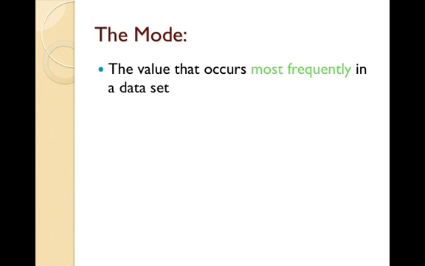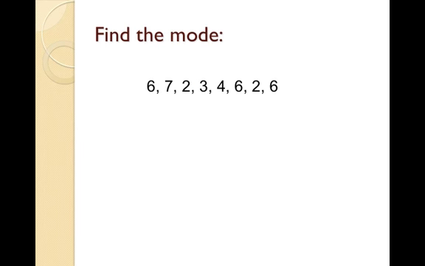The mode is the value that occurs most frequently in a data set. Mode and most frequently sound similar. So if we want to find the mode of the data set that's given to us, we've got 6, 7, 2, 3, 4, 6, 2, 6. We just want to know which value occurs most often. So the mode is 6 because it occurs 3 times and no other value occurs 3 or more times.